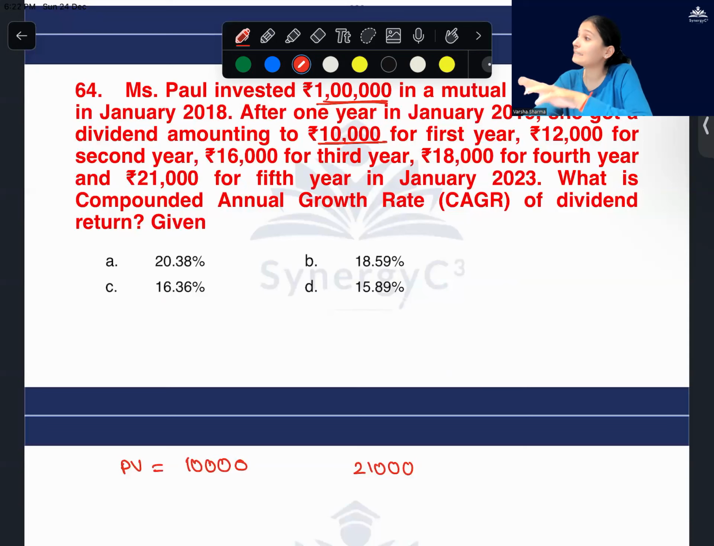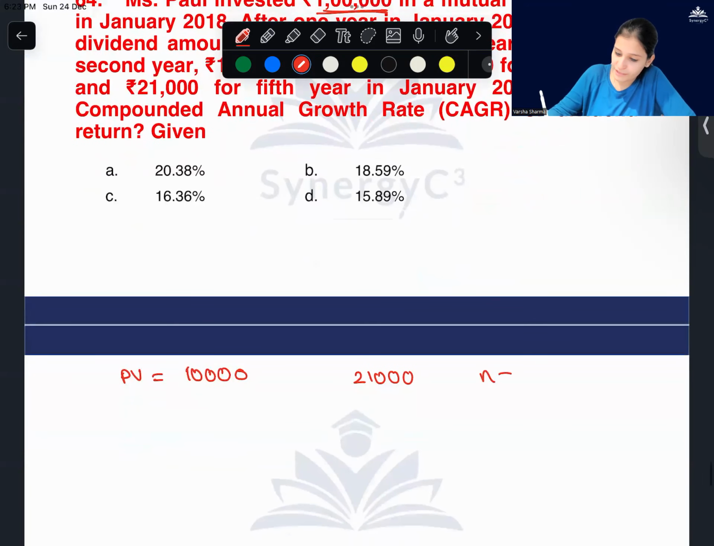That means how did my return grow? So my first return was 10,000. My last return is 21,000. What is the growth rate from that? Understood what I'm trying to say? It doesn't matter what comes in. Clear? Everyone clear? So period of how many years? Started from the first year, ended at the 5th year. So how many installments? 4. So number of years is 4.